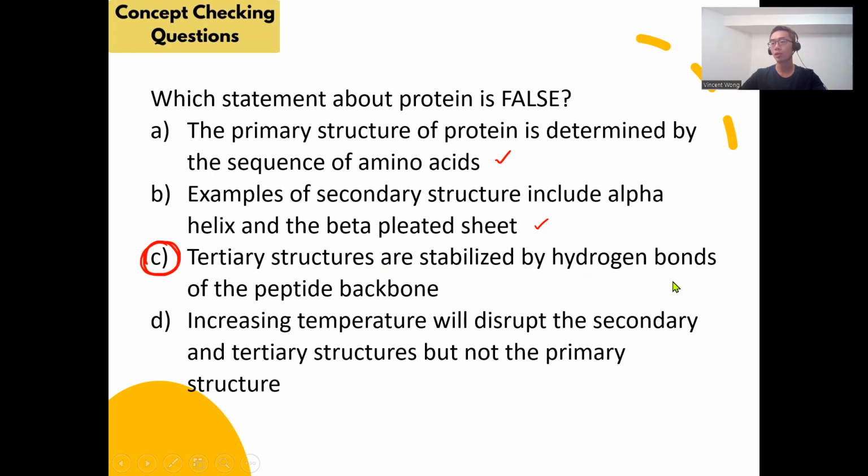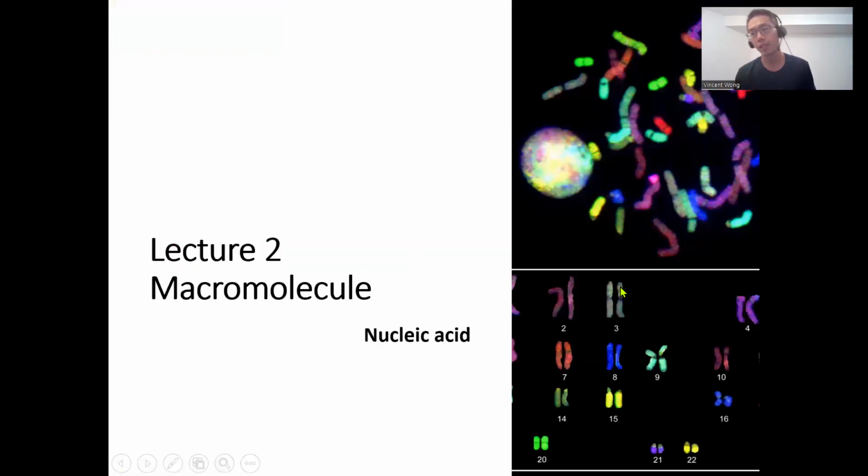Some of these questions will show up on your quiz, right? So make sure you use them as practice. And that's it for proteins, okay? The last thing we're gonna talk about is nucleic acid. This is a picture of chromosomes. How many chromosomes do we have? Does anybody know? How many chromosomes do we have in our cells?